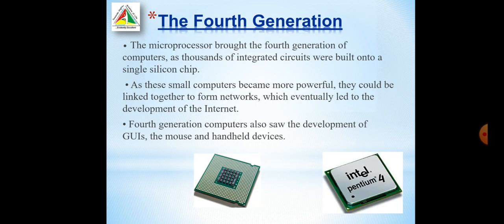Then came the fourth generation computer. These were microprocessors. And the microprocessor brought the fourth generation of computers as thousands of integrated circuits were built into a single silicon chip. As these small computers became more powerful, they could be linked together to form networks, which eventually led to the development of the internet. And this is the time the internet became popular among people.